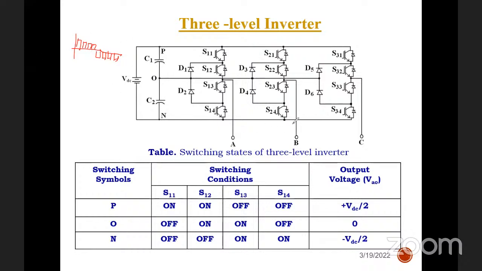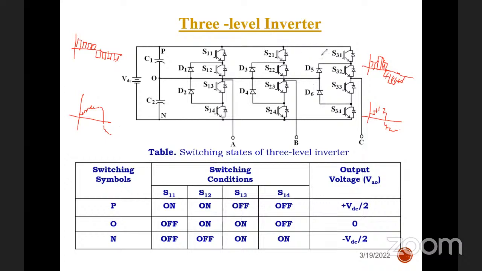What is the output voltage of the three level inverter? If you see the output voltage of the three level inverter, we are going to get steps like this. This is the positive side and this is the negative side. And also here, in the form of pulses, we are going to get the output. So this is the three level inverter output voltage. Like that, if you go for a five level inverter, we are going to get five levels like this in the line to line voltage. For example, for 21 levels, we are going to get 21 steps here, 21 steps here.